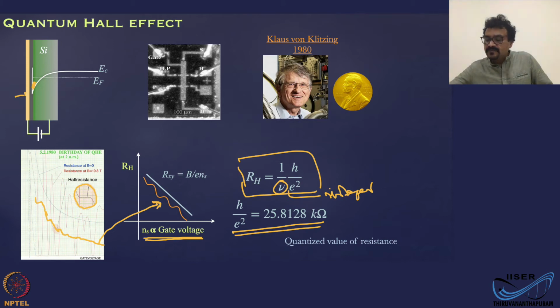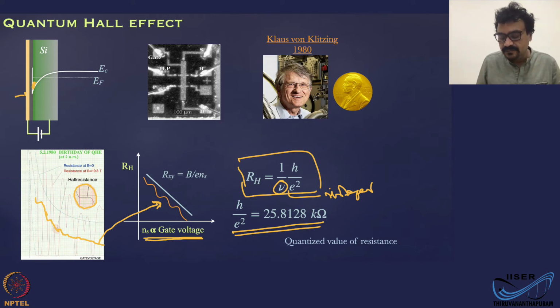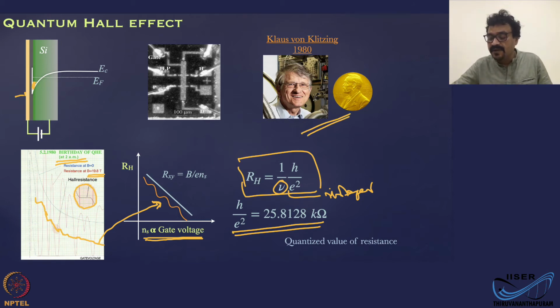Now, this was done in silicon MOSFET geometry, in silicon at low temperature. Okay, so you can see that this is done at really high field. Okay, and even the time is also marked. It's around 2 a.m., early in the morning. Okay, which earned him the Nobel Prize in physics. Okay, this discovery happened in 1980.